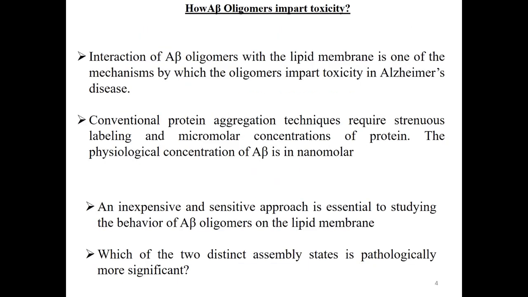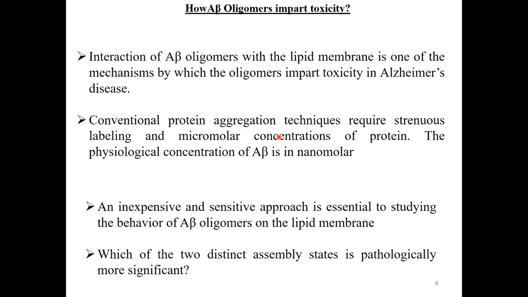Now, how do A-beta oligomers impart toxicity? The interaction of these oligomers with the lipid membrane is considered to be a plausible mechanism by which toxicity is imparted. The existing techniques employed to study protein aggregation require micromolar concentrations of the protein, which is far from physiological relevance. Hence, there is a need for sensitive techniques which can report those binding events at concentrations similar to biological relevance.